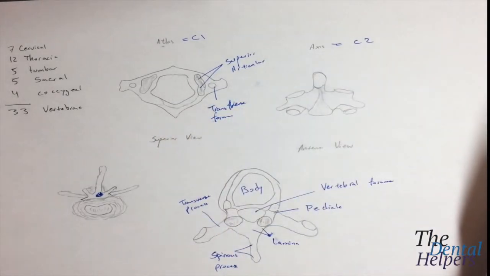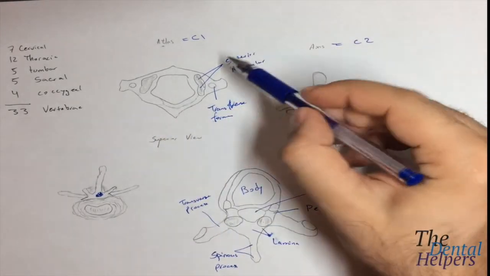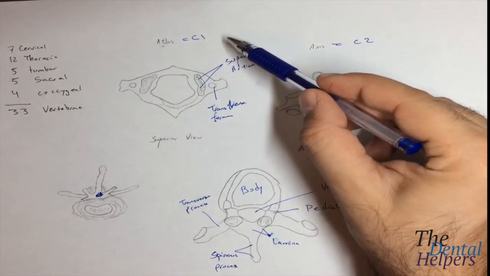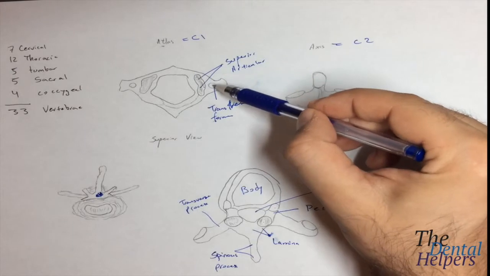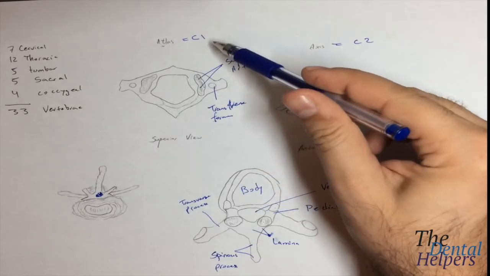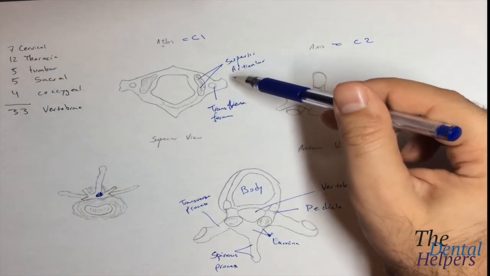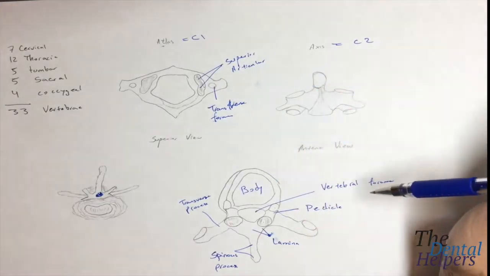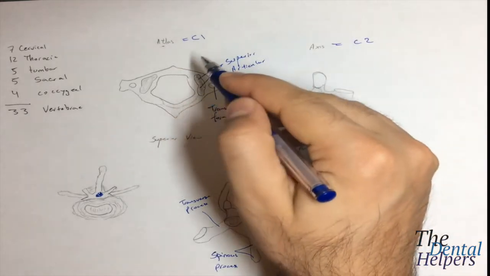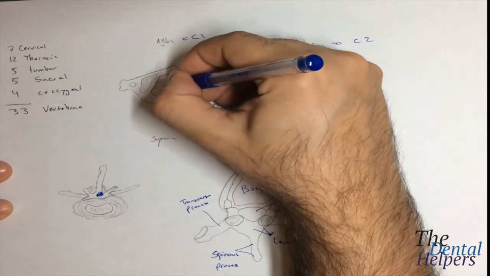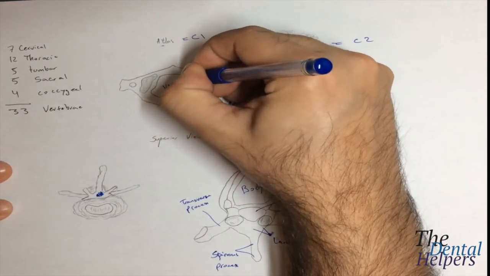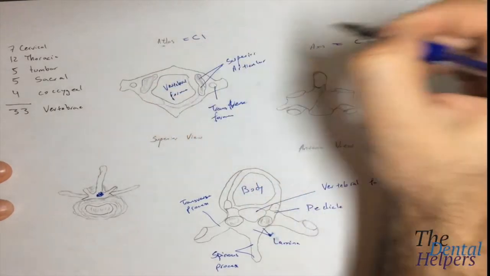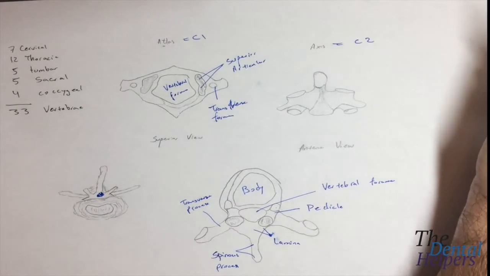and the transverse foramen is what is going to allow the vertebral arteries and veins to pass through the vertebrae. And so you're going to find this foramen throughout all of the vertebrae. And then, as we know from before, the vertebral foramen, and that's going to be where the spinal cord passes.